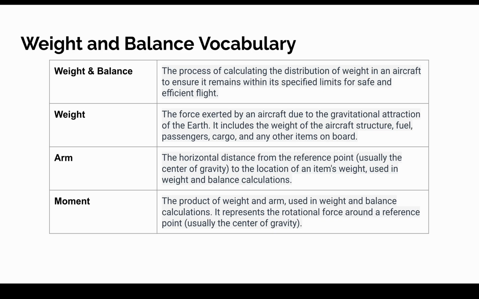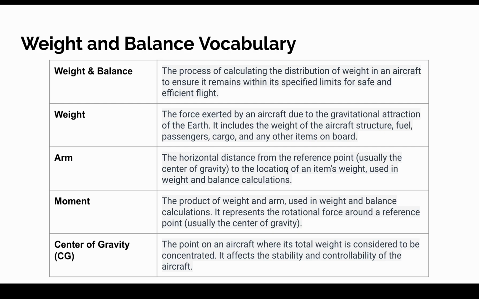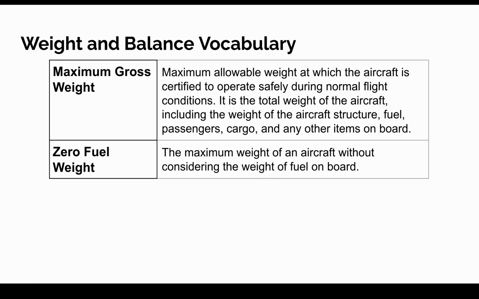Moment, this is the product of the weight and the arm. So product means the answer to a multiplication problem. It's used in weight and balance calculations, and it represents the rotational force around a reference point, usually the center of gravity in an aircraft. And we keep talking about the center of gravity, so here it is. The point of an aircraft where its total weight is considered to be concentrated. Basically, if you think about all those axes, the lateral, the longitudinal, the vertical axis, they all meet at the center of gravity.